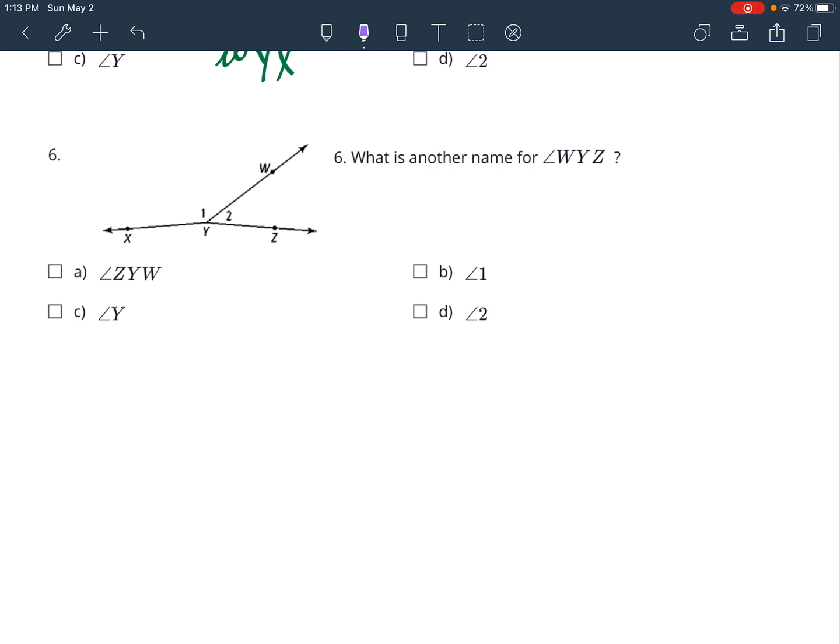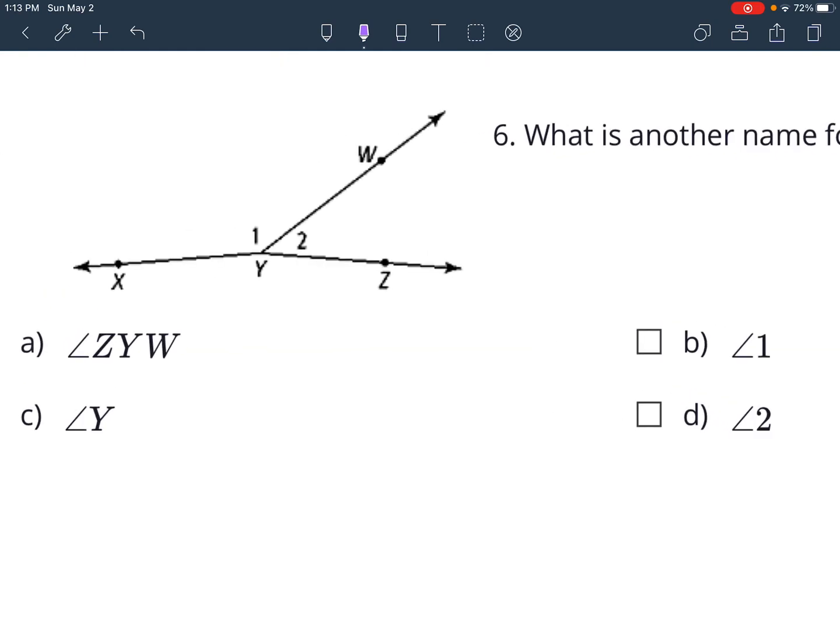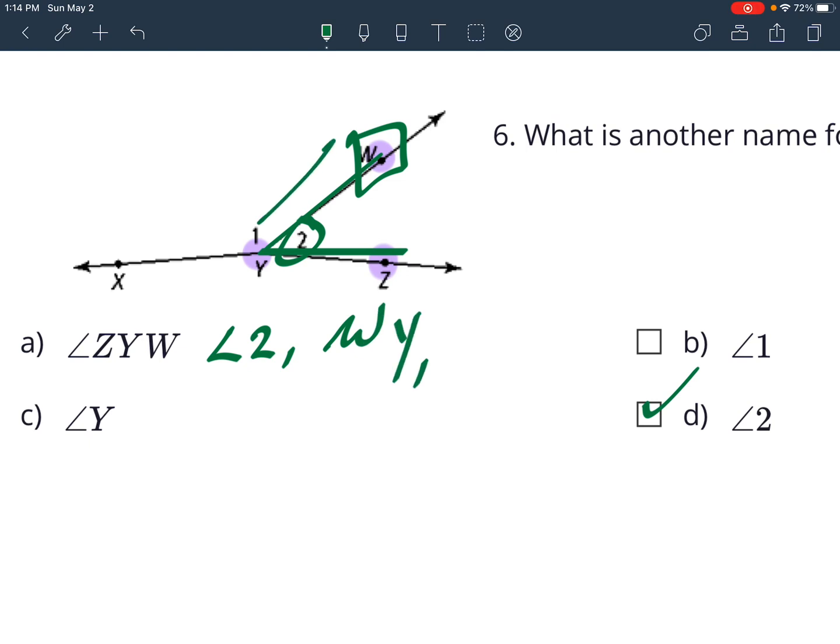Number 6, another name for Y, W, Z. Remember that anything inside here is the answer. So since number 2 is inside there, that's one of the answers, so letter D. So angle 2. And remember, you can't start in the middle. So over here would be W. Follow it down to Y. And then go to Z. Right? And that's another way you name this.